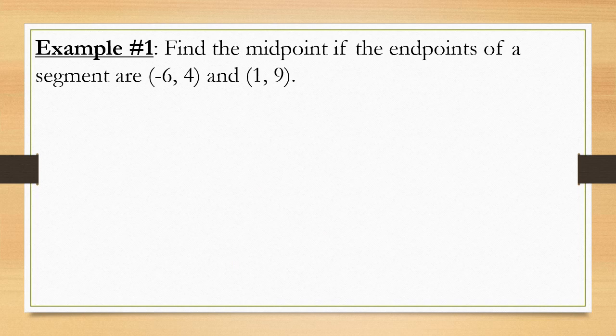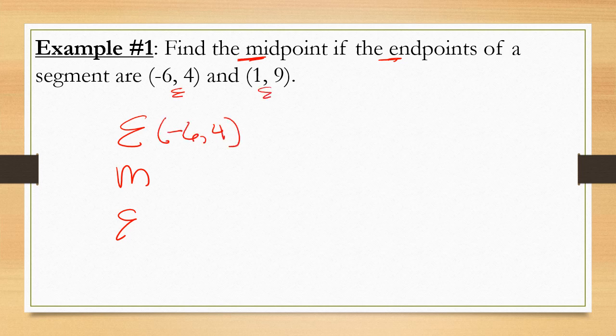So here are some practice problems that are mixed review. This one says find the midpoint if the endpoints of a segment are -6, 4, and 1, 9. You could sketch a picture if you want, but that's not going to be required. You see the word midpoint and endpoint, so that should really draw you to ME. I will also show you how to use the mathematical formula. Both of these are endpoints, right here and here. So we have -6 and 4, and we have 1 and 9.